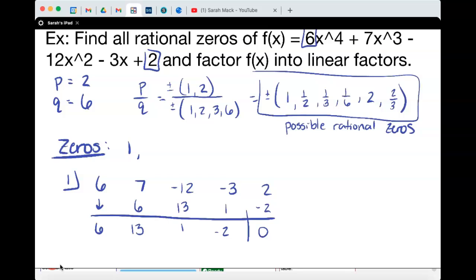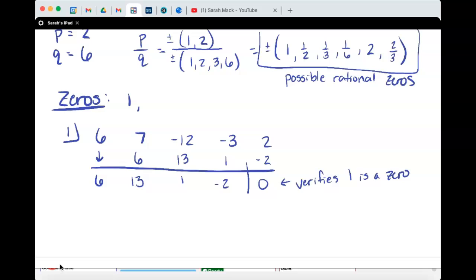So yeah, sorry, I just did that real quick. So this is another verification. We got a remainder of 0, so I'm just going to write verify 1 is a 0. So right now I have a cubic. I'm just going to write that off to the side. I have 6x to the 3rd power plus 13x squared plus x minus 2.